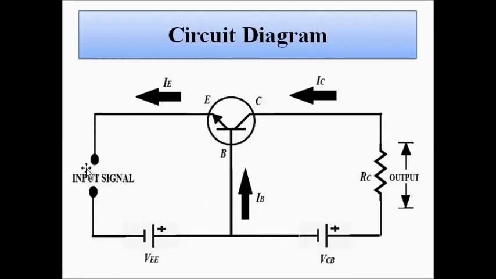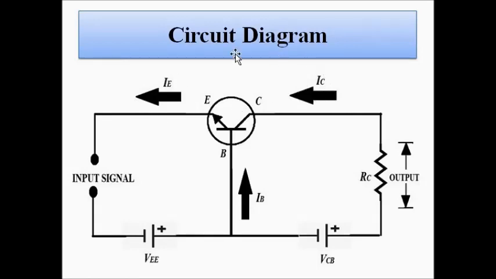So if this input signal changes by a very small amount, a few volts, let's say 0.1 or 0.2 volt, even if it changes by that margin, it will cause a very large change in the emitter current because of the low resistance. So it will cause an appreciable change in the emitter current, which is the input current in this case. A small change in voltage produces a significant change in the emitter current.